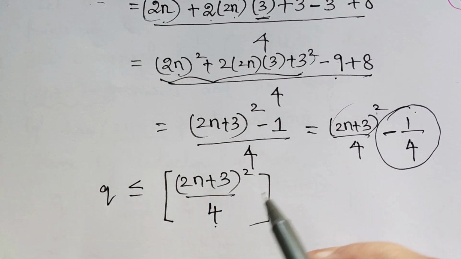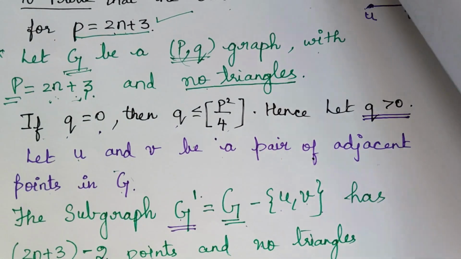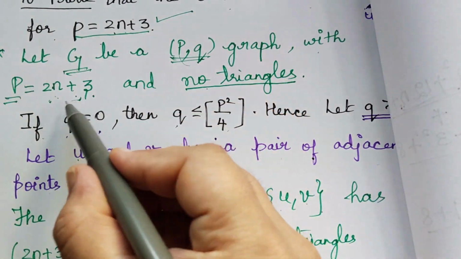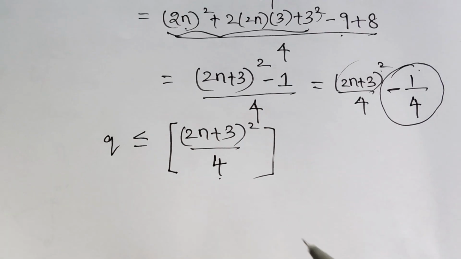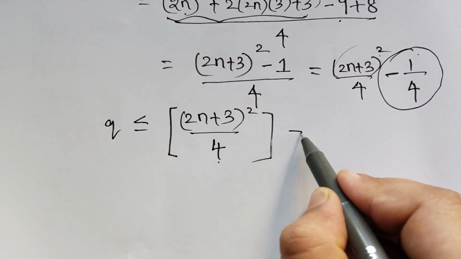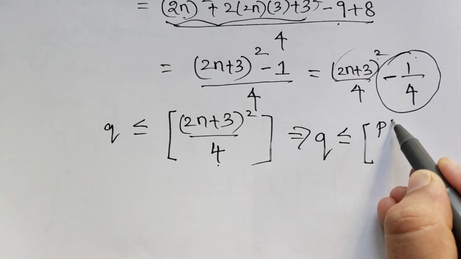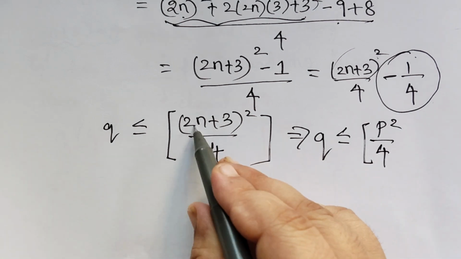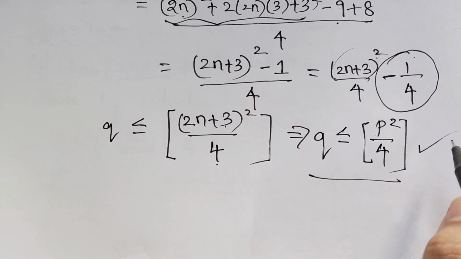So p squared by 4. But what is the p actually? So we have taken p here. P is equal to what? 2n plus 3. So this 2n plus 3 can be written as p. So therefore from this we get q is lesser than or equal to integral part of p square divided by 4, because 2n plus 3 is p. So we have proved the result.